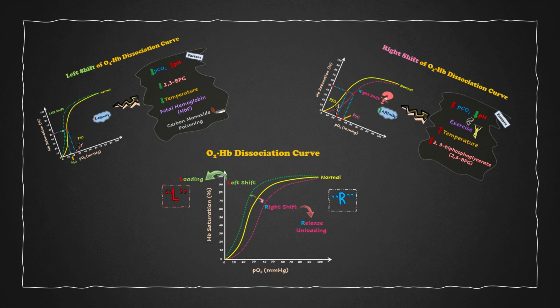So, that's what the oxyhemoglobin dissociation curve is, and the factors causing its left and right shift.